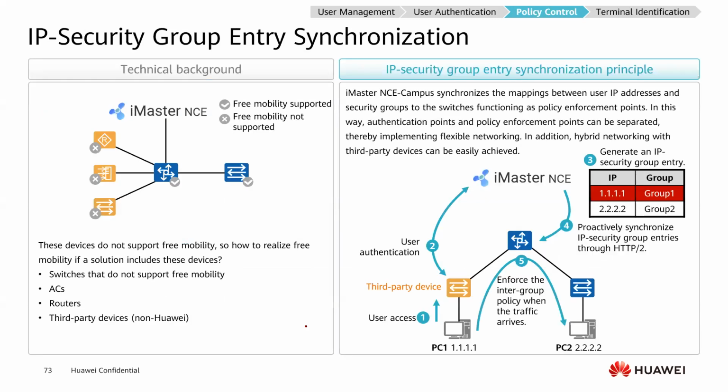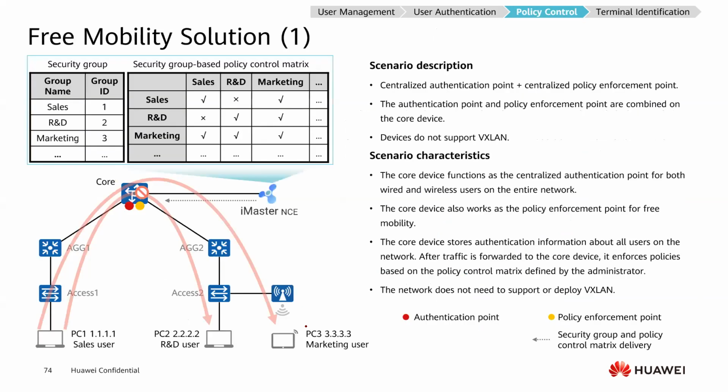And if you separate the authentication point from the policy enforcement point, you need to use the IP security group entries subscription for help. The detail we will not mention here because we just introduced it in the free mobility part, right? And then we will talk about some scenarios for the free mobility.